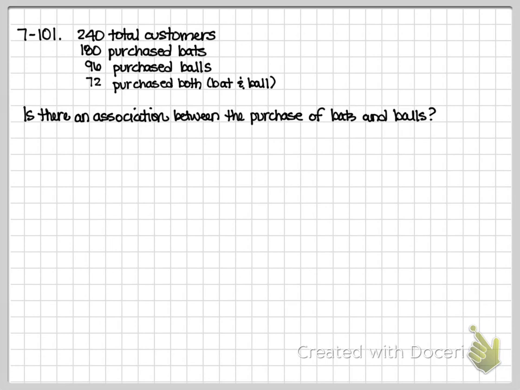Okay, so here we are at 7-101. Kind of went through the question, pulled the gist out of it. So we've got the 240 total customers. Of those, 180 purchased bats. Of the 240, 96 purchased balls. And of the 240, 72 purchased both, a bat and a ball. Is there an association between the purchase of bats and balls?